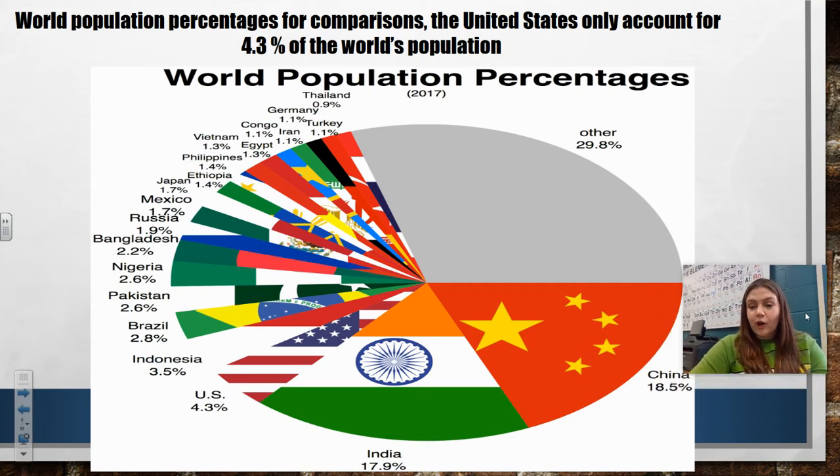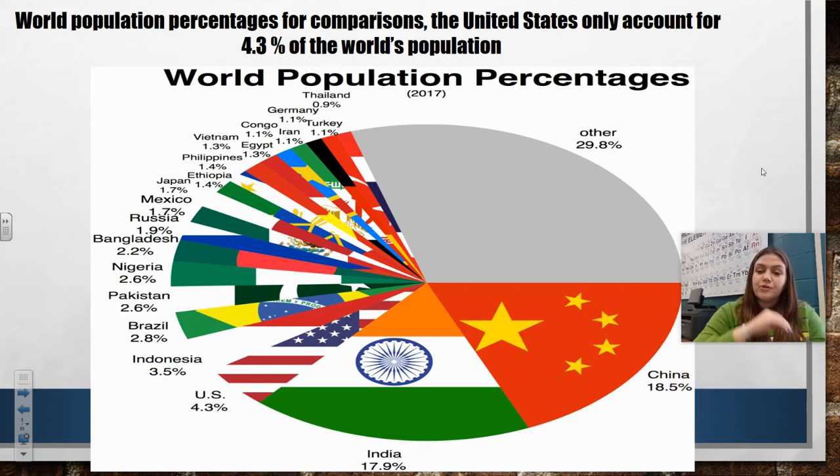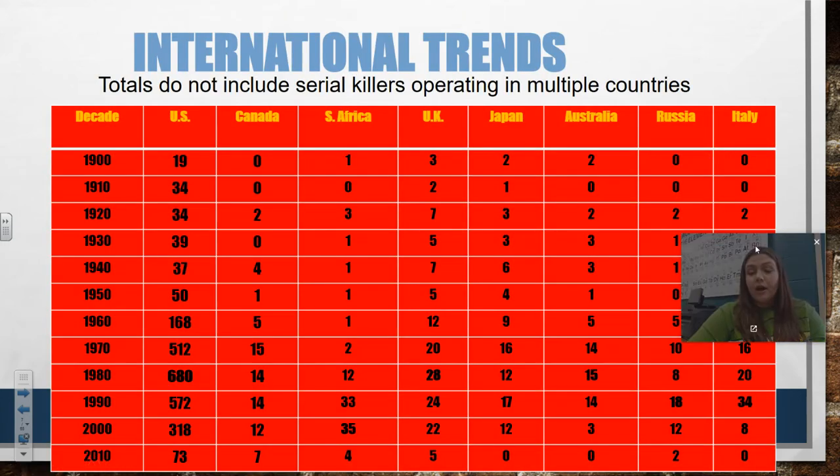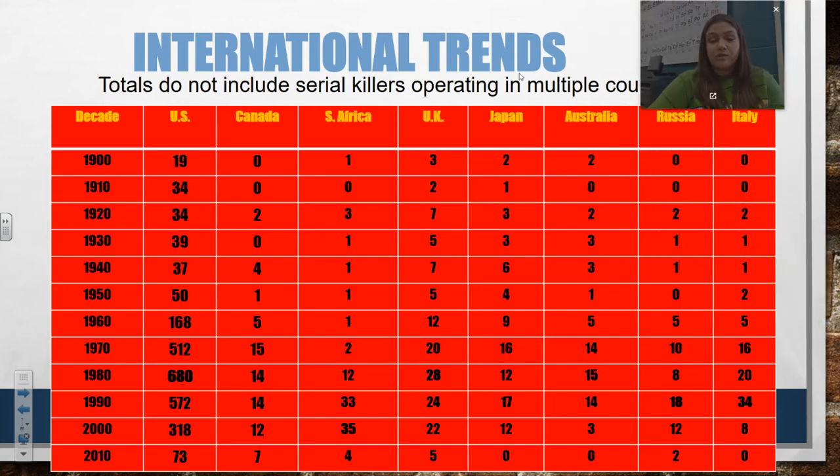Now, this chart here is just to help you understand the map that's next. So for world population percentages for comparison with the United States, I just wanted you to know that the United States only accounts for 4.3% of the world's population. So this is everybody else's population, our little bitty population of the entire world, right? Now, when we look at our next chart, it breaks it down by country of serial killers. So this is the number of serial killers by decade in each of these countries.